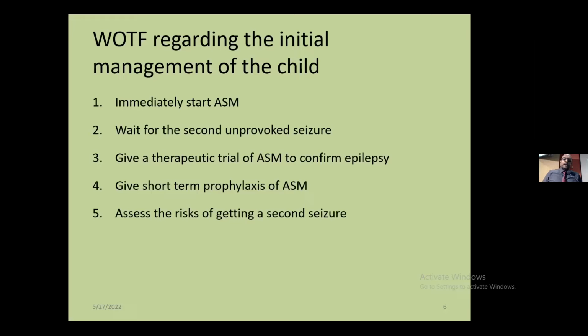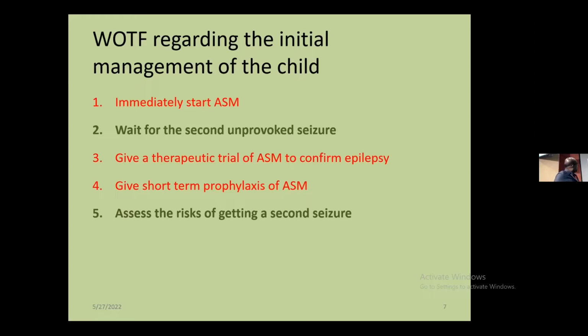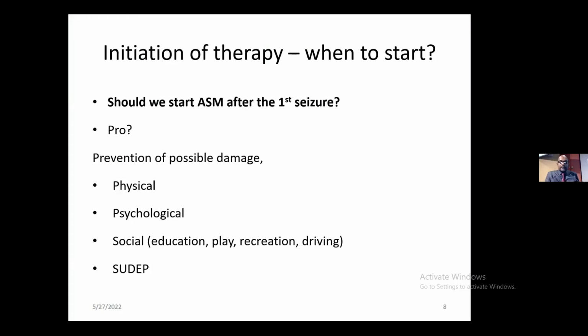Wait for the second unprovoked seizure. Give a therapeutic trial of anti-seizure medication to confirm epilepsy. Give short-term prophylaxis of anti-seizure medication and assess the risks of getting a second seizure. So we'll go through the answers right here. The first one is a false answer. Wait for the second unprovoked seizure, maybe yes. Giving a therapeutic trial is not right, no prophylaxis, and we should assess the risks of getting another seizure.